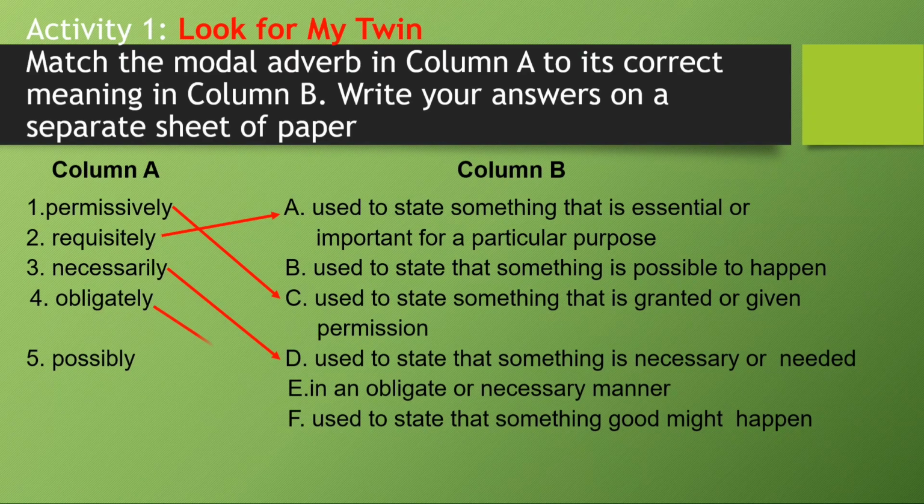Number 4. Obligately. The answer is E, in an obligate or necessary manner. And number 5, possibly. The answer is letter B, used to state that something is possibly or possible to happen.